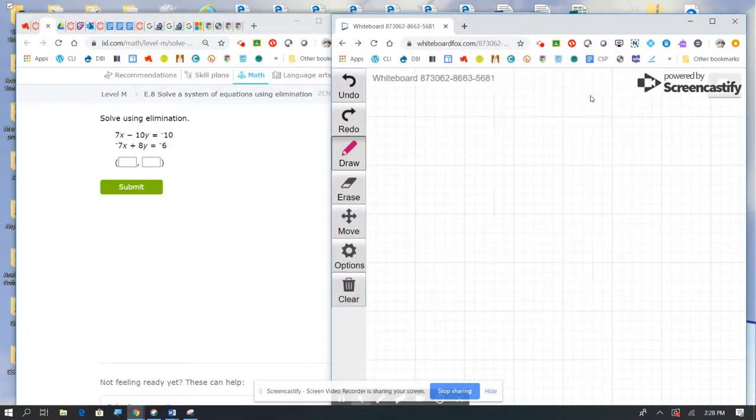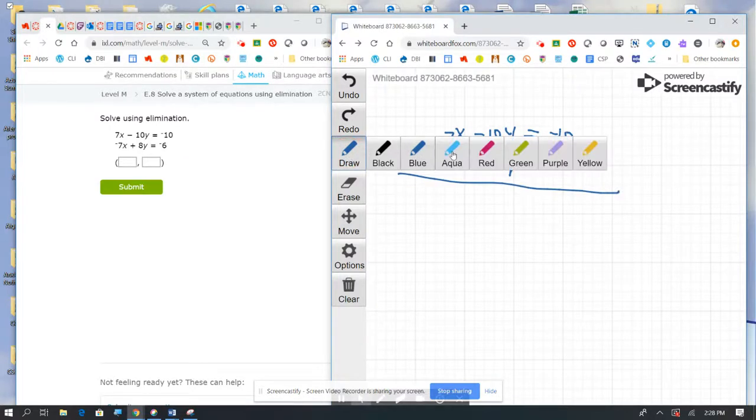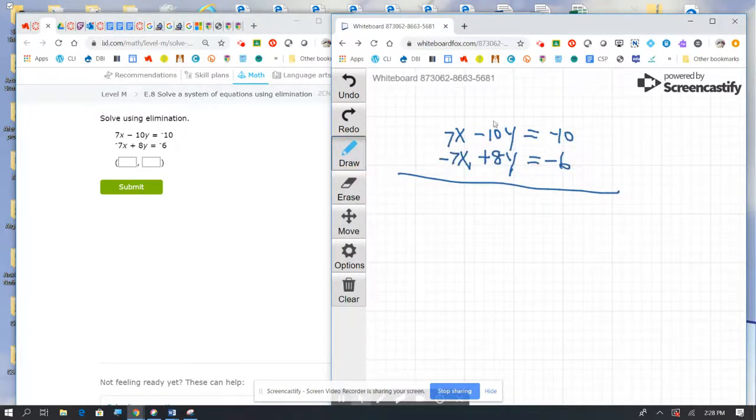Let's try the next one. First you'll see here 7x, and here's a negative 7x. Again, we can immediately cancel out these two terms, right? But I'm just going to write it out for you to be able to understand. So when you do this, you'll see this is 0. 8 minus 10 is negative 2y equals negative 16, because both of them are negative, right? So you put them together and divide by negative 2. So you get y equals 8, because negative divided by negative is positive.